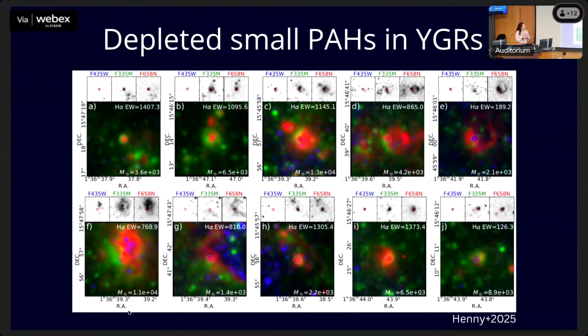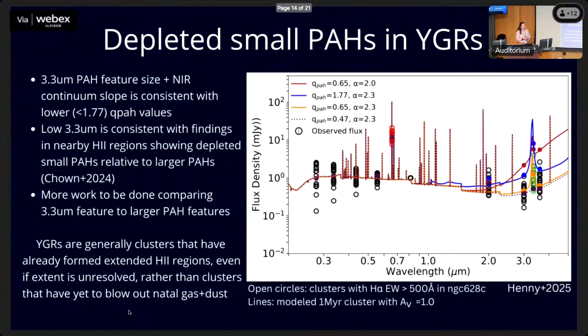Another finding is that, like a lot of people have been finding with JWST, the smallest PAHs, the 3.3 PAHs, are depleted in our young gas-rich clusters. So here's a sample of some of my favorite clusters. This one is my favorite cluster. And when we look at these in SED space, we ended up actually interpolating a bunch of low QPAH values. We're using the Draine dust models, and they have the lowest value, 0.47. The next highest value is 1.77%.